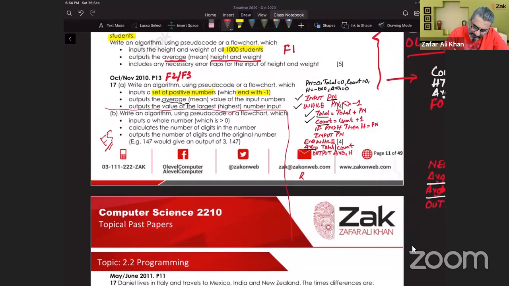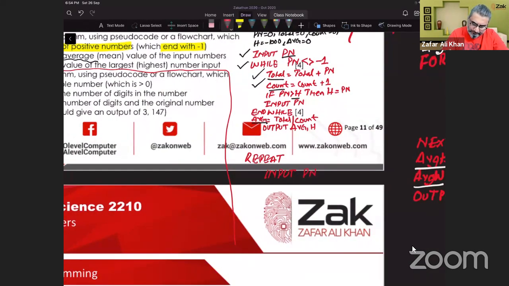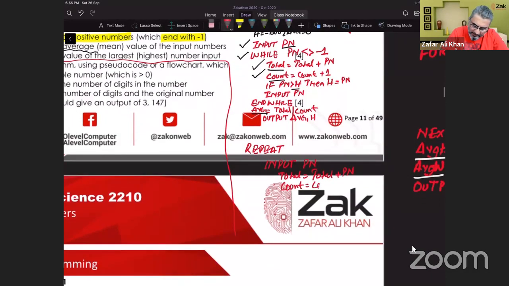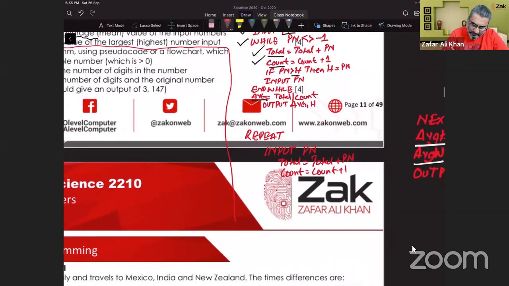देखिए इसमें हम यहाँ पे लिखेंगे रिपीट, इनपुट पॉजिटिव नंबर, total is equal to total plus positive number, count without decision count is equal to count plus 1, if positive number is greater than highest, then highest is equal to positive number, and then until positive number is equal to -1. I wonder if you can see it. Hold on.